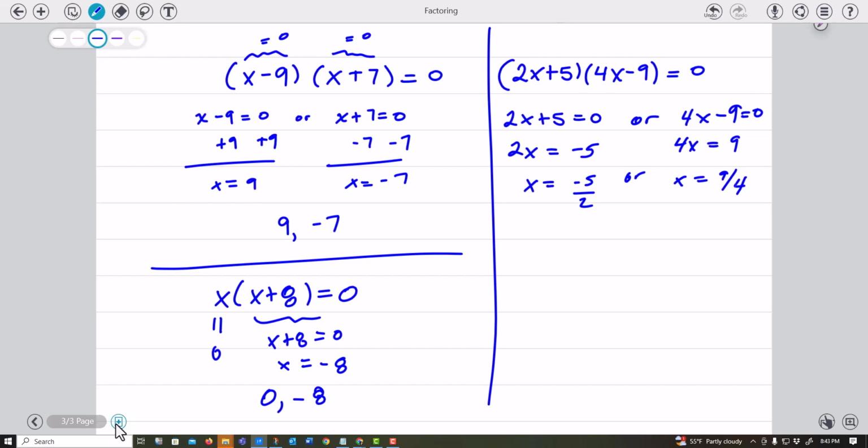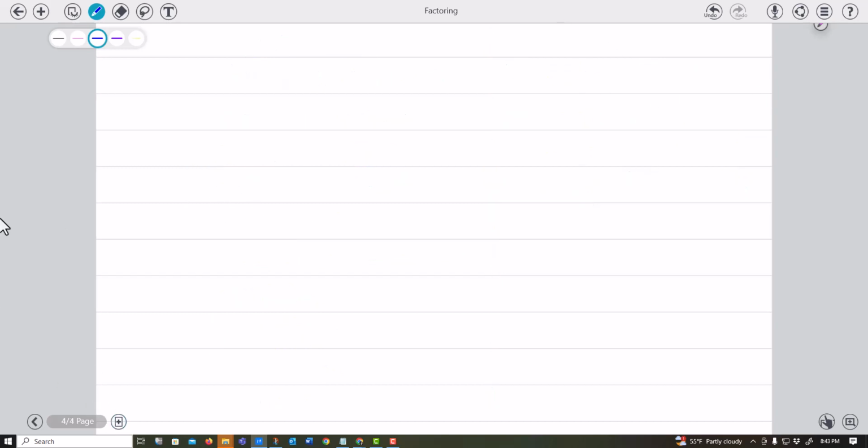Now, sometimes you will be given something that might look like this: x squared minus 10x plus 16 equals 0. Well, the first thing you need to do is factor this. Because this is a little difficult to figure out, well, what can I plug in? So always factor your trinomials.